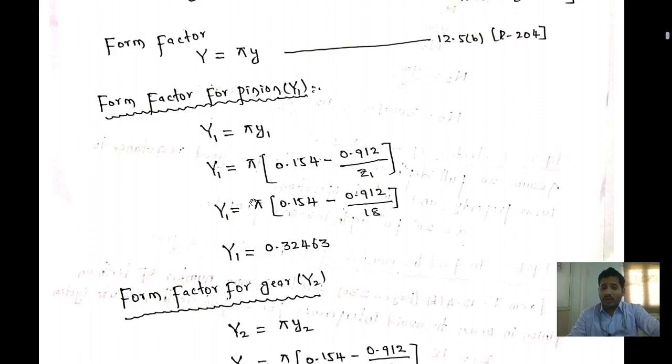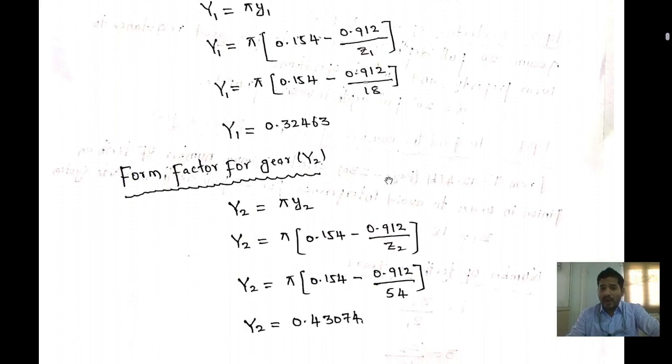Okay dear, because we found the form factor for the pinion, the same procedure we need to follow to find the form factor for the gear. The same formula we have to use. Instead of Y1 we use Y2, and instead of small y1 we use small y2. The same formula we have to use.